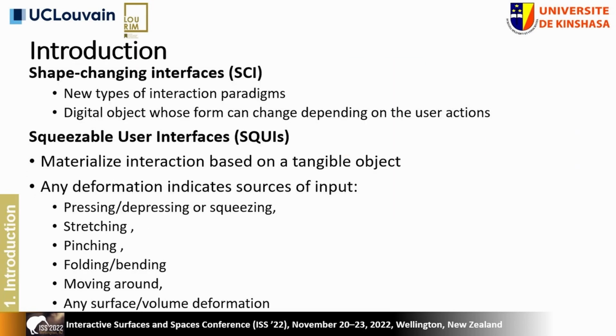Shape-changing interfaces enable end users to interact with digital objects whose shape can change based on the user action. Either as input, for example, by measuring how much it gets deformed, or as output, for example, by providing resistance. This paper focuses on squeezable interfaces, a specific type of shape-changing interface where the interaction is based on a tangible object whose deformation can serve as an input.